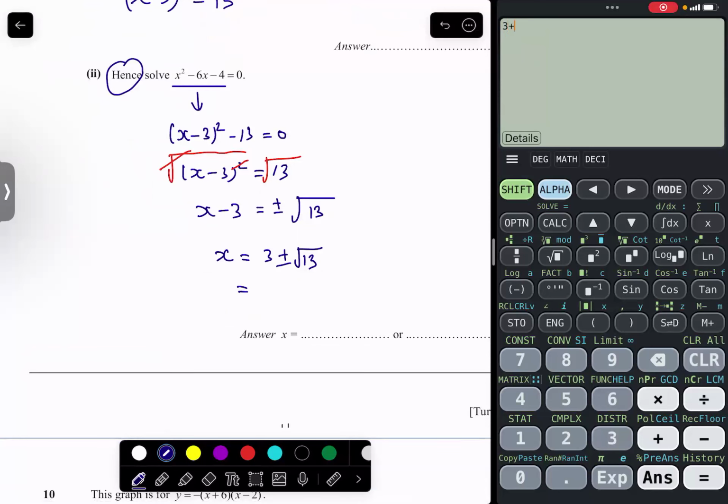3 plus root 13 is 6.61 to 3SF. Since they didn't specify, usually this kind of question they will specify maybe 2 decimal places or 3 decimal places or 3SF. If they never specify, I'm just going to give it in 3SF. 3 minus root 13 is negative 0.61, okay?